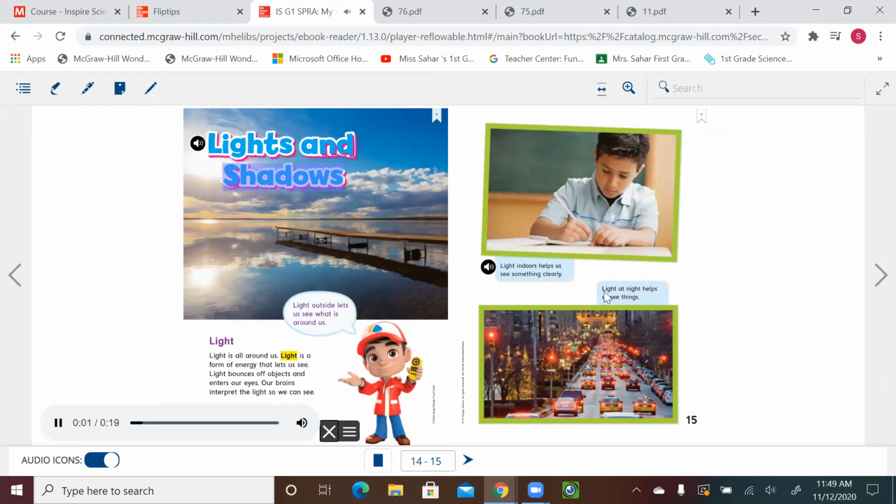Lights and shadows. Light. Light is all around us. Light is a form of energy that lets us see. Light bounces off objects and enters our eyes. Our brains interpret the light so we can see. Light outside lets us see what is around us. Okay. Light indoors helps us see something clearly. Light at night helps us see things.